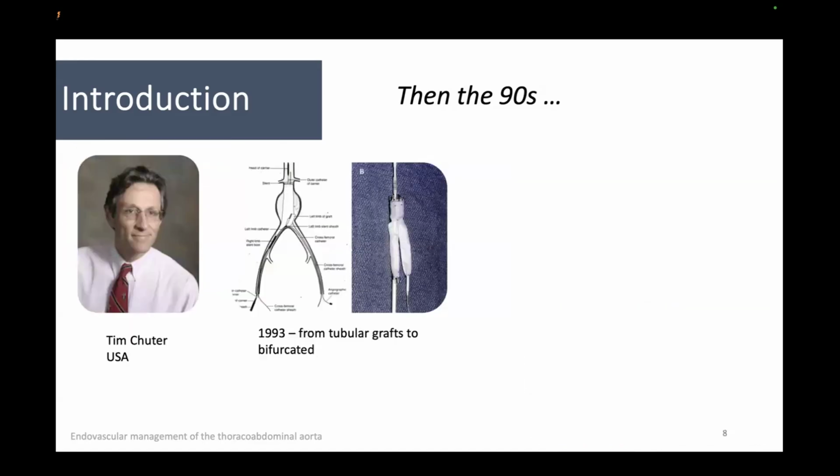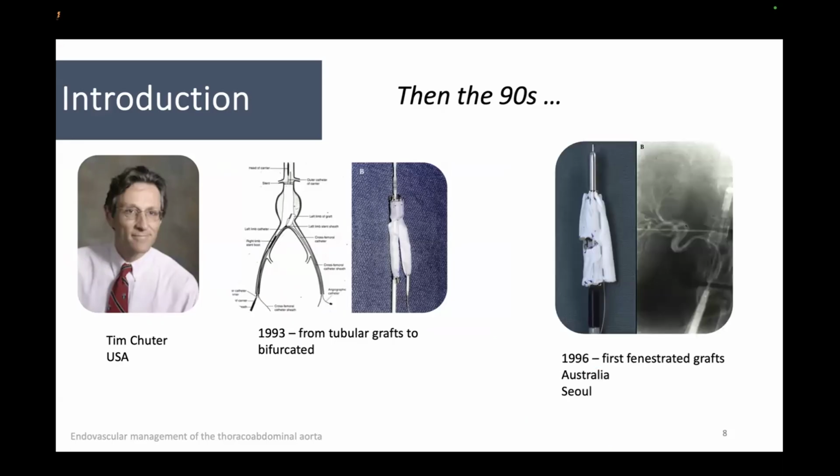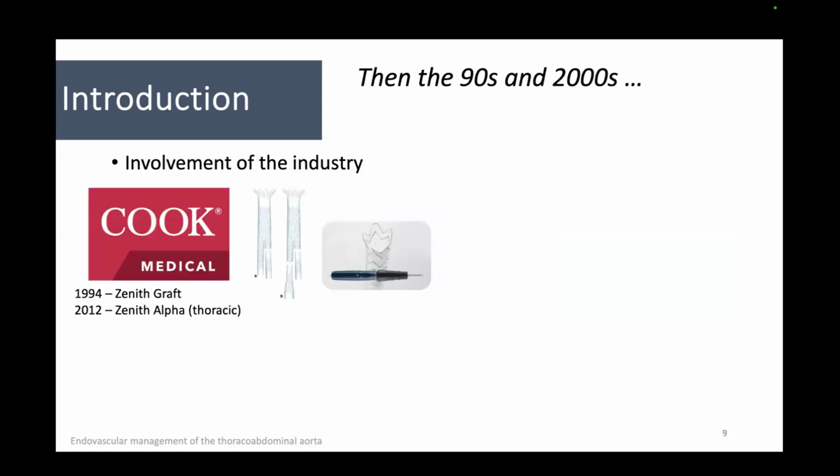We got to a point where Tim Tudor in the 90s too in the US started doing some bifurcated grafts, with the first experience being described in 1993. At this point in Australia and Seoul in South Korea, there are the first reports of the first fenestrated grafts too that appeared around 1996.